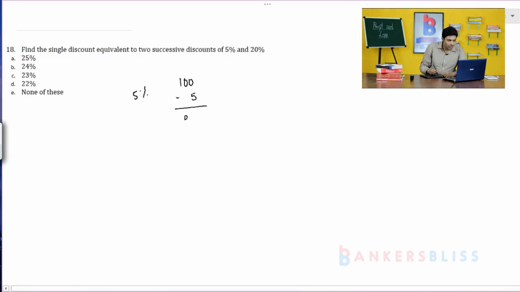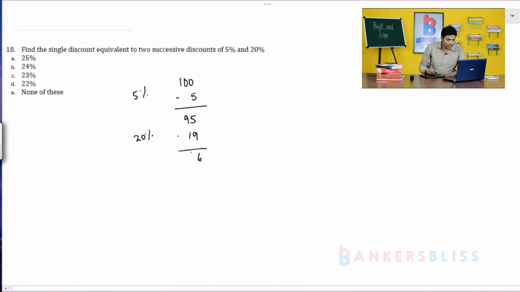So, how much you lost? 5 you lost, you are going to end up with 95. For this you are giving 20% discount. 10% means 9.5, 20% means 19. So, you subtract. So, how much you are going to get?